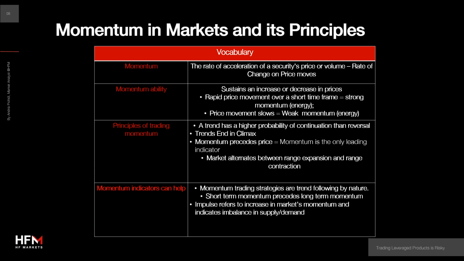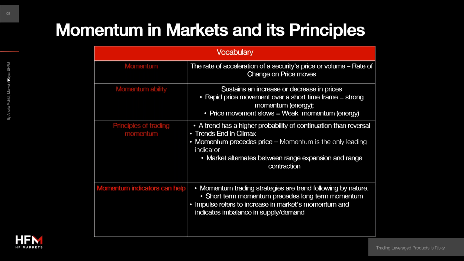So in other words, high trading volume increases the market momentum of a price change, and vice versa. Low trading volume decreases the momentum. So they are very correlated. They are positively correlated, to be more precise. So I'm saying over here, principles of momentum and how the momentum indicators can help.